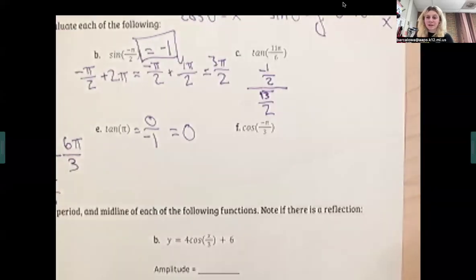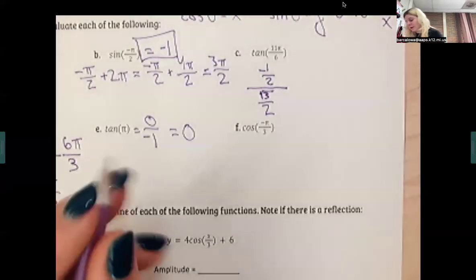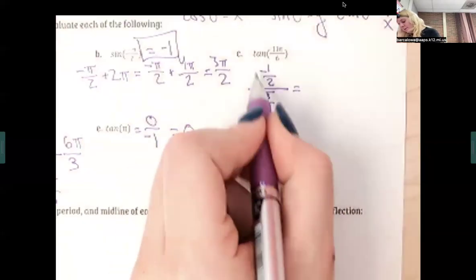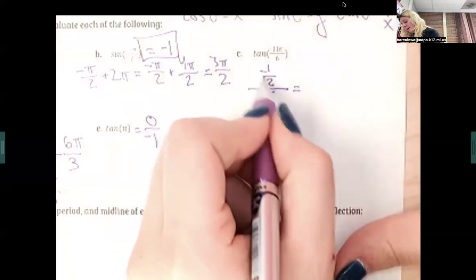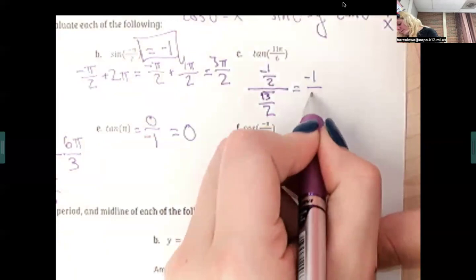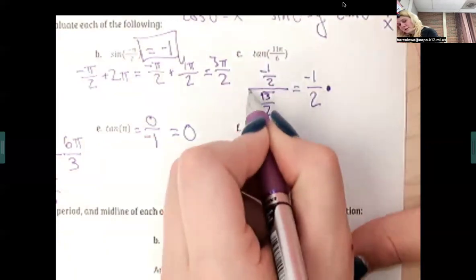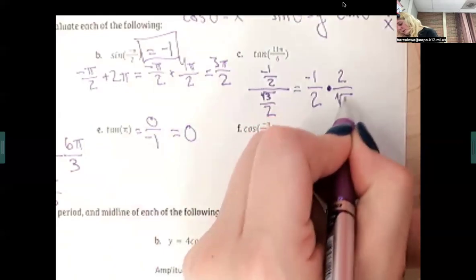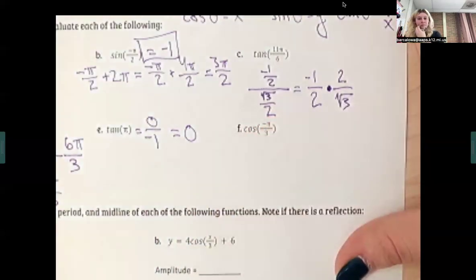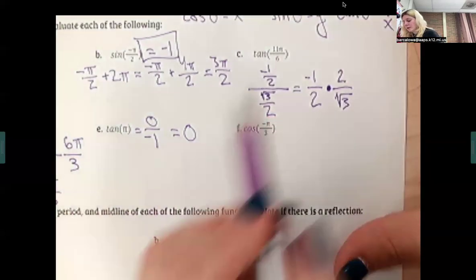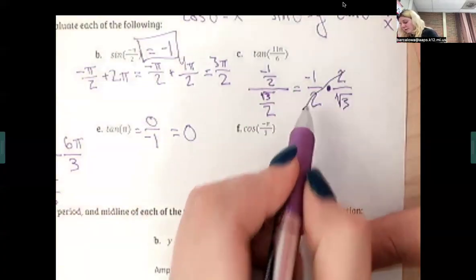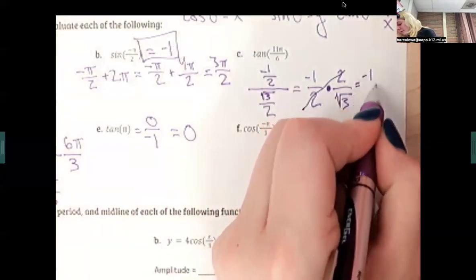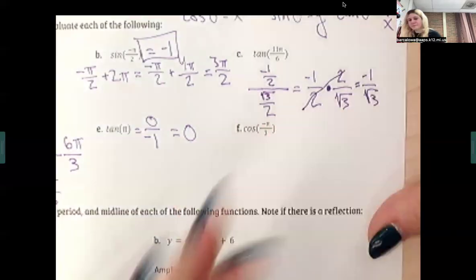Fraction in a fraction. Keep, change, flip. Keep the first fraction the same, -1/2. Change this division to multiplication and flip the second one, 2 over √3. Okay, those 2's are going to cancel out. So I just have -1 over √3.